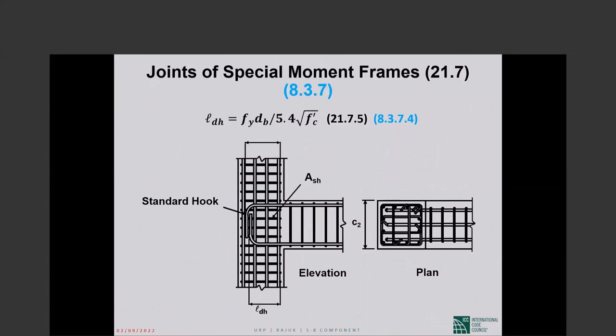Okay. This is what I was talking about earlier. This is an exterior joint. The beam is terminating at the column. The hooked part development length is from here to the end of the hook. The required hook part development length is in chapter 12, but this is being superseded by this requirement in chapter 21. You will go with this, not what is said in chapter 12.